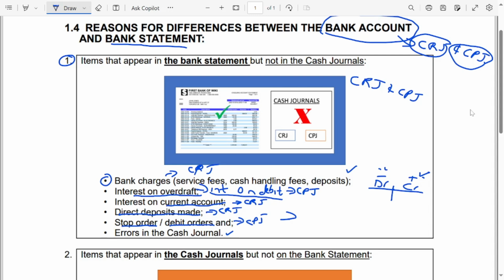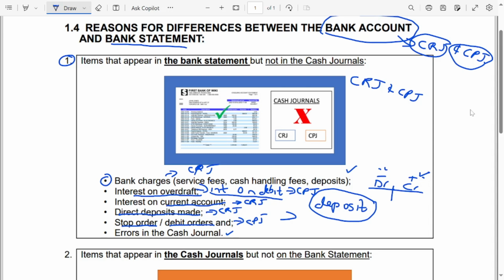One last thing. Sometimes we might have a deposit that is appearing in the bank statement but not in the cash journals. But that deposit, we must not record it anywhere. What could be the reason? One of the reasons is this. When we are preparing a bank reconciliation statement, there we record an outstanding deposit. Why do we record an outstanding deposit in a bank reconciliation?